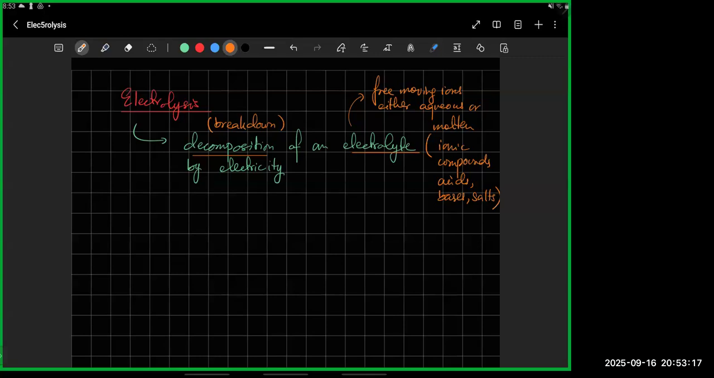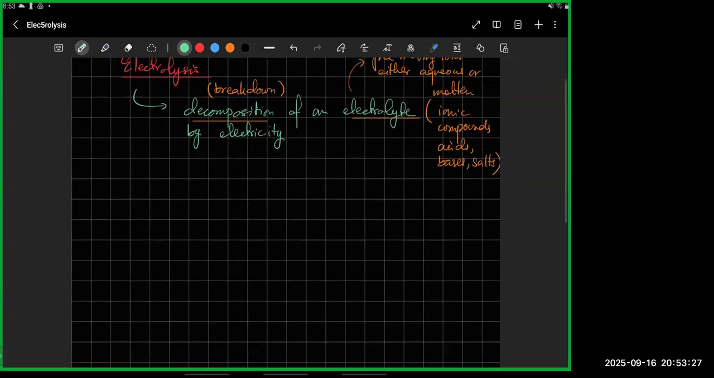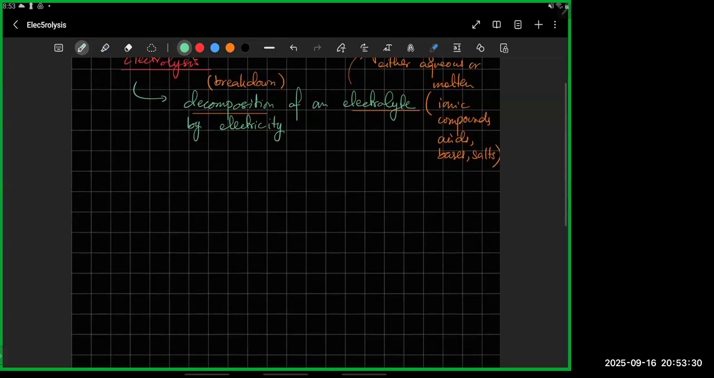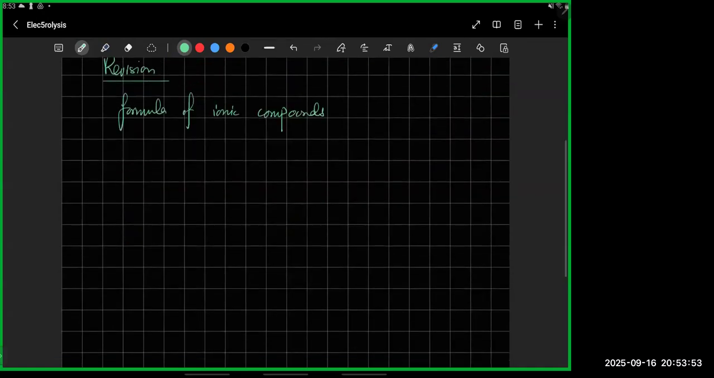And by passing electricity, you already know what electricity is. But before we move on, electrolysis is the breaking down of ionic compounds, or compounds that contain ions, by passing current. We need to quickly revise ionic compounds and their formulas. This is some previous topic revision, so we can recap everything because that's important. Formulas of ionic compounds.